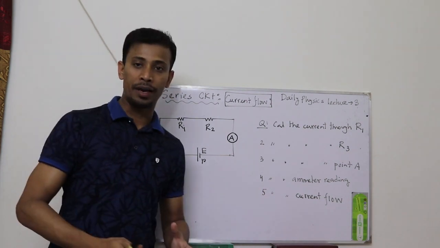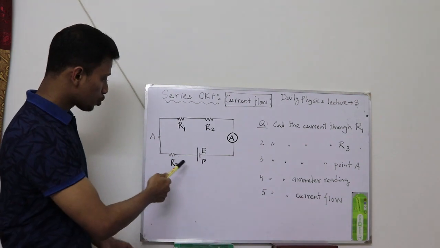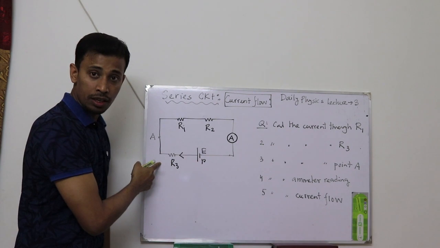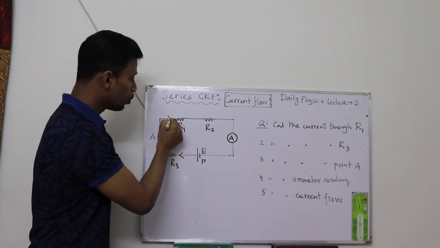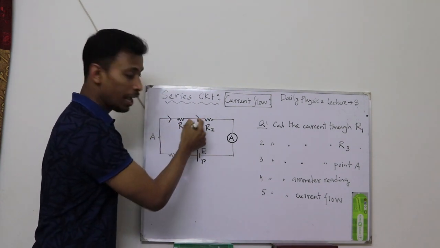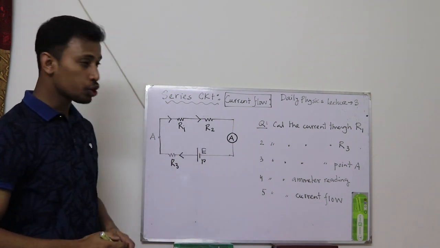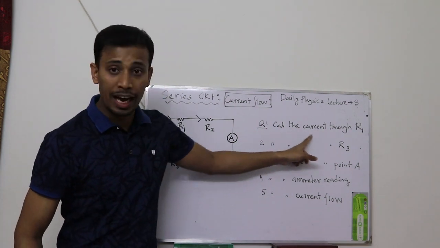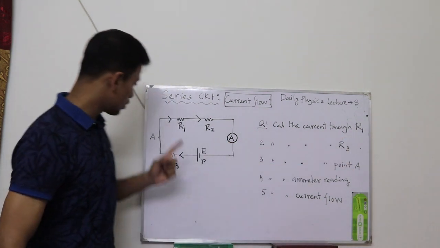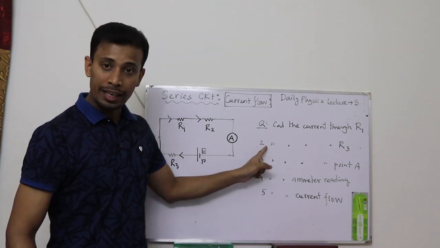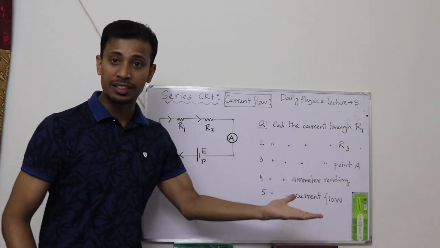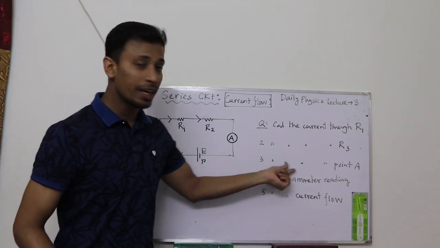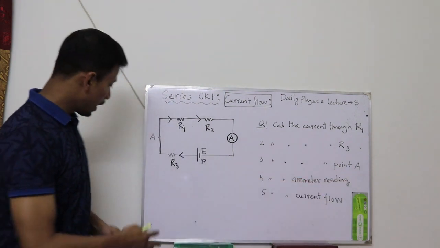So how will the question appear? As the current will remain the same, the current which flows through R3, the same amount of current will flow through R1 and through R2. So the question may appear like this. Calculate the current flow through R1 resistance, that means this one. Calculate the current flow through R3 resistance or R2 resistance, that means these or these. Calculate the current through point A.